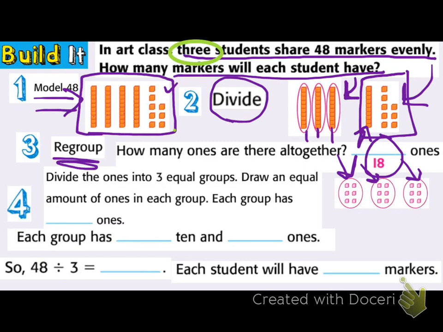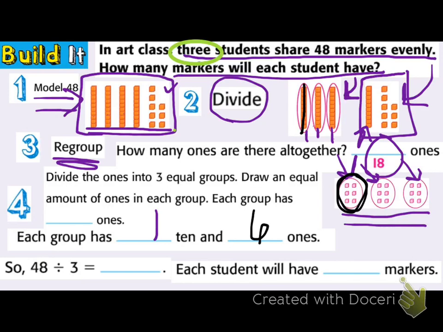So again, 48, we divide it into 3 groups. Well, each group is going to have 10, 20, 30, and we still have the 18. There's 18 ones after we regroup. If we divide the 18 into the 3 groups, each of them gets 6. So each group has 1 10, and you can see, I'm going to use black this time, that each group has 1 10. Each of the 3 groups will also have 6 ones.